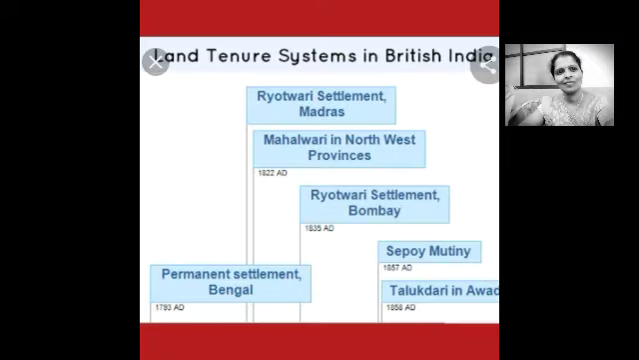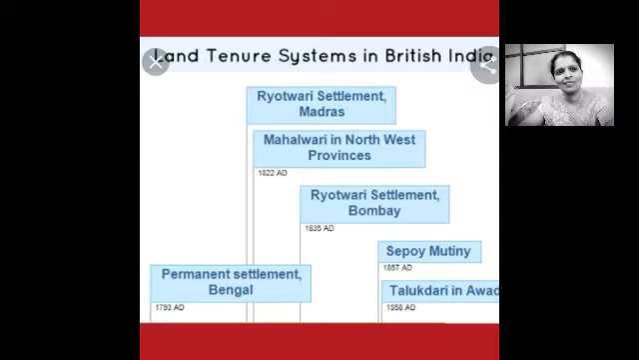Raitwari system was first implemented in Baramahal region by Alexander Read in 1792. This system was later implemented in Madras and Mysore region by Thomas Munro in 1801. Most of these regions had become part of the British Empire by that time. Under this system, both the farmers and the company were directly linked.